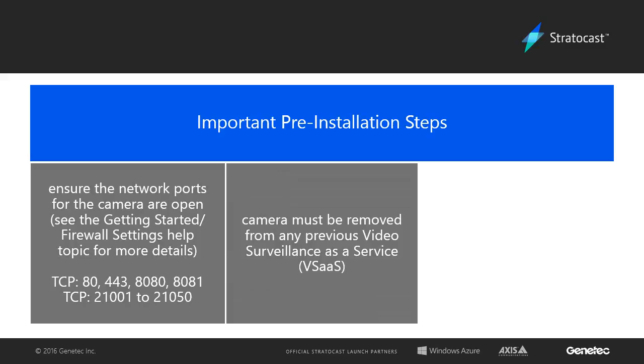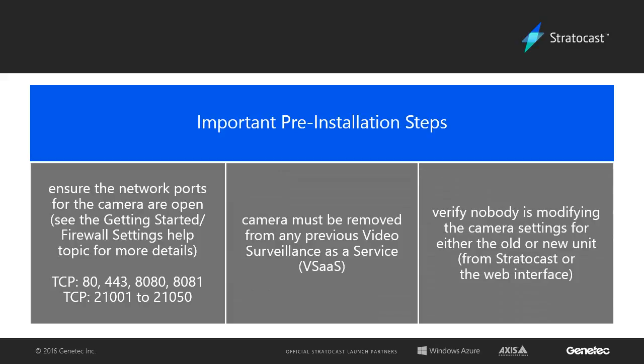We also want to make sure the camera was removed from any previous video surveillance as a service that it was added to. The previous service provider can help remove the camera from the system if needed. Once we're ready to replace the camera, we need to make sure nobody is modifying any settings on either the new or old camera from Stratocast or the camera's web interface.